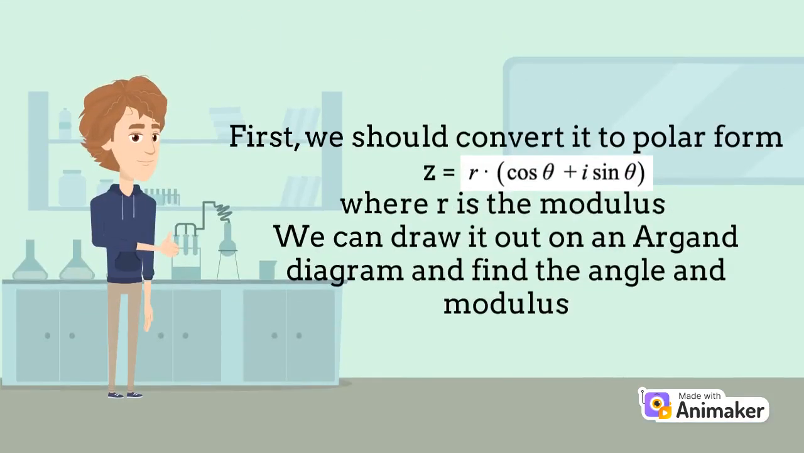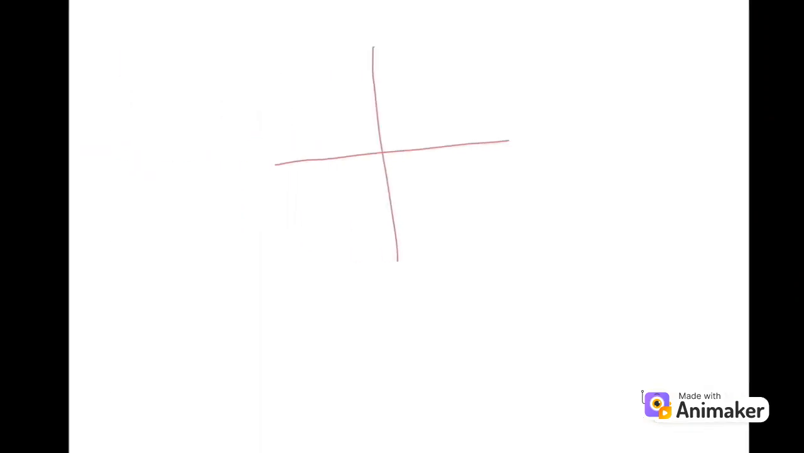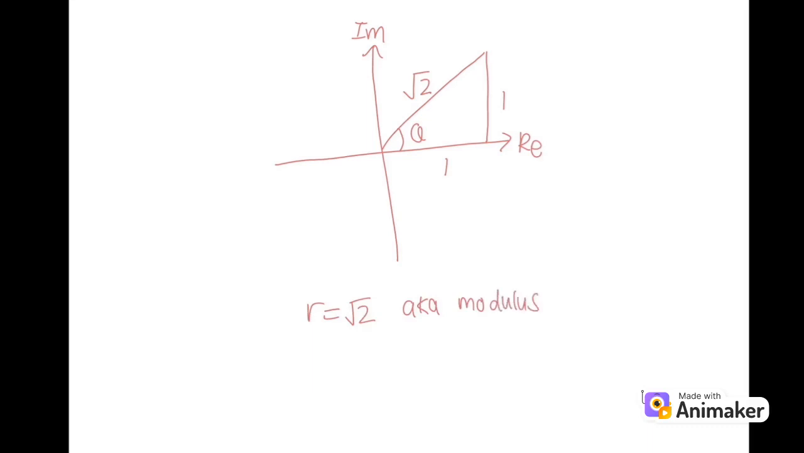First, we should try to convert this into polar form, where z equals r cis theta, r being the modulus. We can draw this out on an Argand diagram and find the angle and the modulus. Let's sketch it out on an Argand diagram where the y-axis represents the imaginary number and the x-axis represents the real number. Thus, we will get a triangle of 1, 1, and root 2, which means our modulus r is root 2. In order to find the angle, we must remember that this is a special triangle, therefore the angle theta will be equal to 45 degrees or pi over 4. Therefore, we have found the polar form of this number.